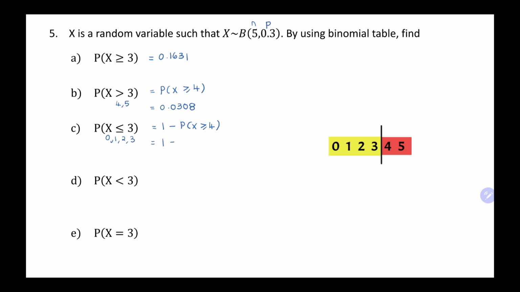And answer for P(X greater than or equals to 4) same as B. So just copy back. Then we minus, we get answer 0.9692.